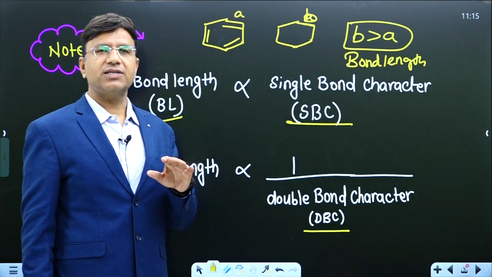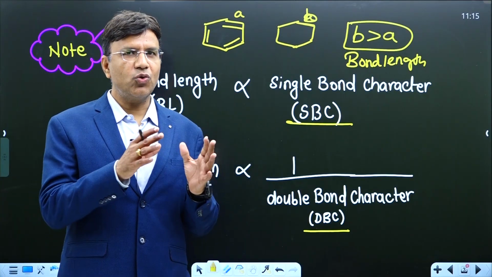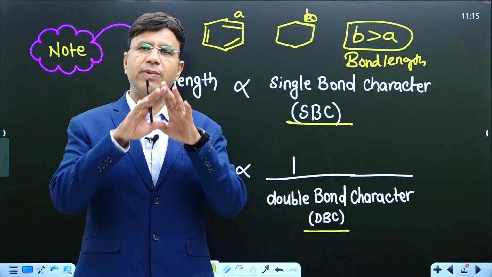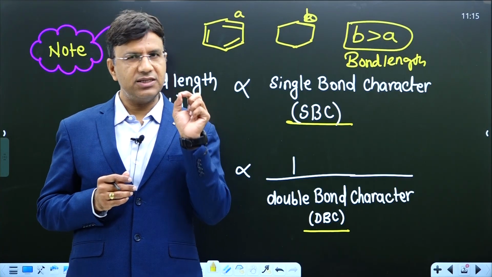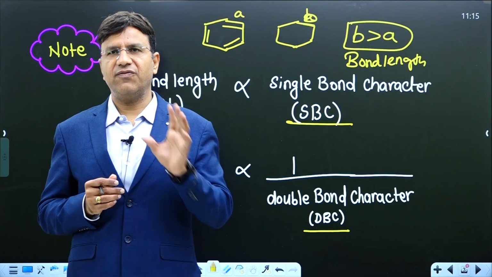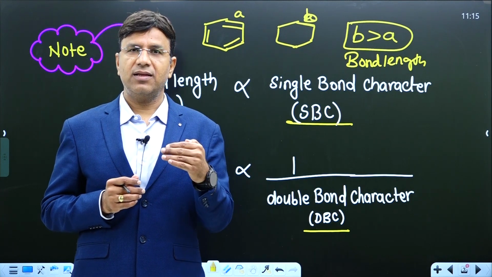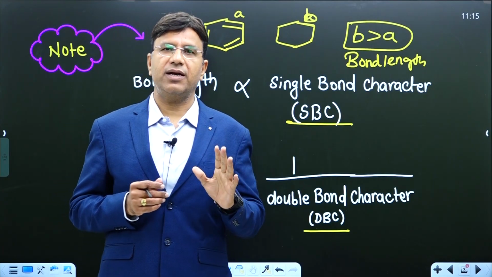Let us suppose I ask you, what is your marks in chemistry? Then you have to tell me that this is the marks in chemistry. You don't have to tell me this is the whole PCM marks. The complete total of PCM marks is different and the chemistry marks are different. Similarly, if I ask you to compare bond length, then what is your approach? You should check only single bond and double bond character.